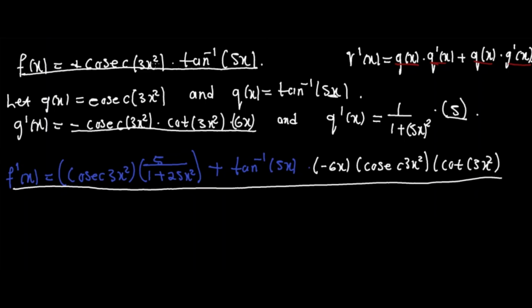Let's try another one, and this one should be the last one. Let's say this time you are given y is equal to sine 2t times t to the power 3 over 2 plus 9t plus 8.